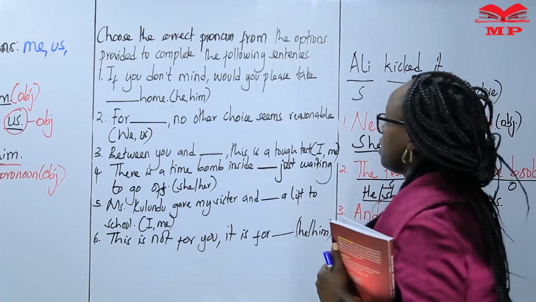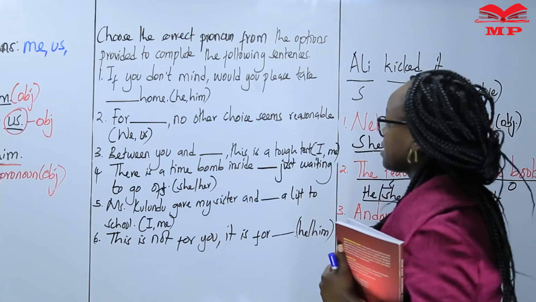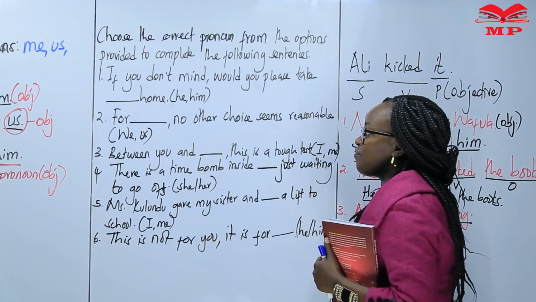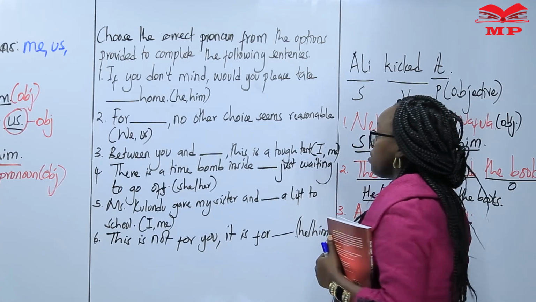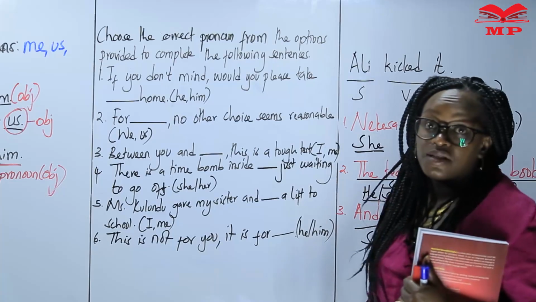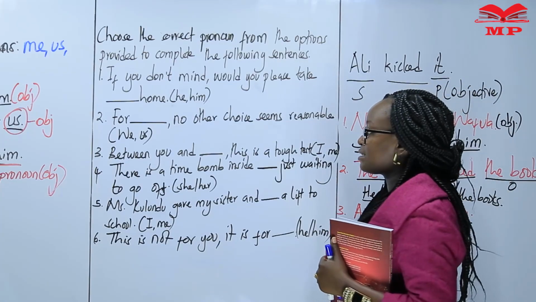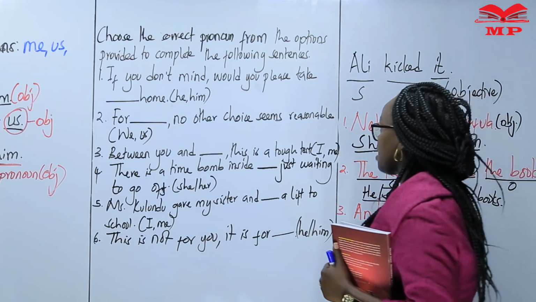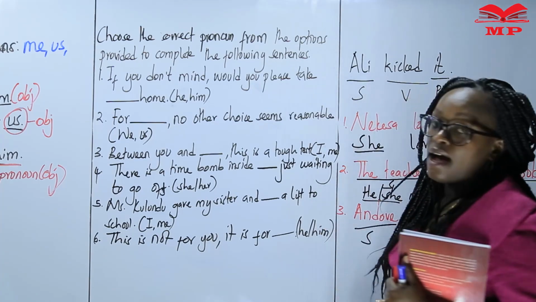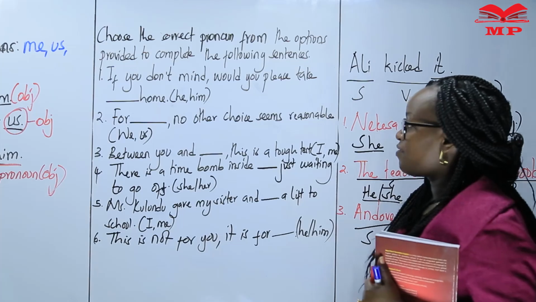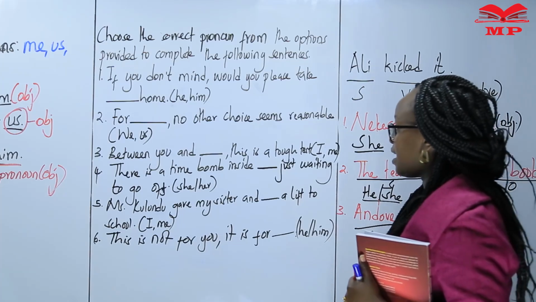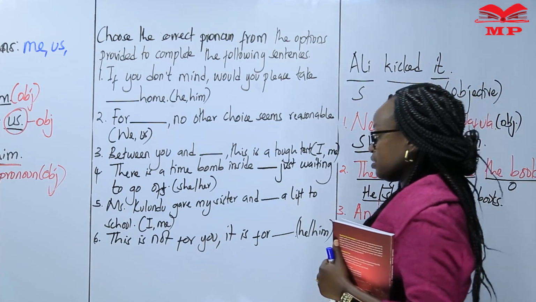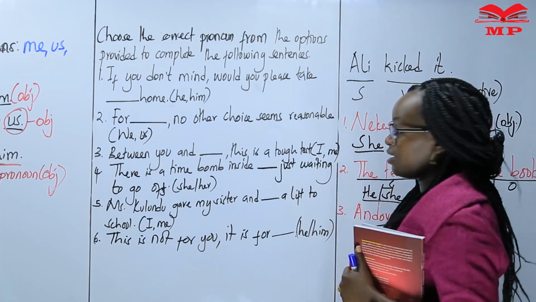The first sentence, if you don't mind: would you please take dash home? Then you have he or him. Then number 2: for dash, no other choice seems reasonable. Then you have 2 choices there, we and us. Then number 3: between you and dash, this is a tough test. Then we have I and me. Then number 4: there's a time bomb inside dash, just waiting to go off. Then we have the option of she or her.